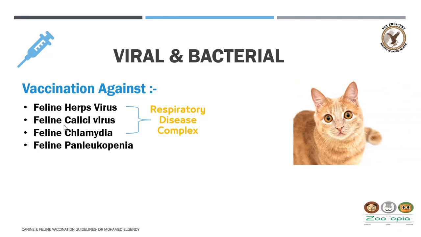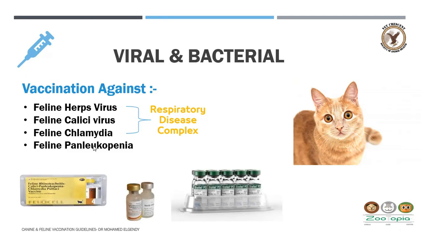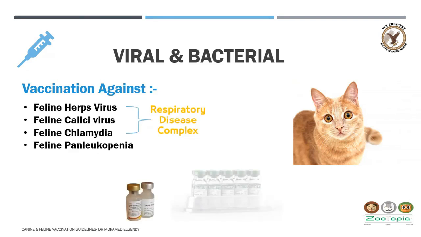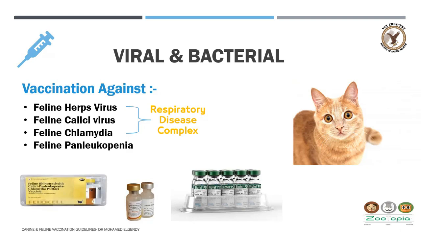And here is the major killer of the cat: feline panleukopenia. We should be careful with this disease because it attacks kittens at a young age and causes high mortality. In the market we have two types of vaccine. One contains all four viruses and bacteria, and the other contains feline panleukopenia, calicivirus and herpes virus, neglecting the chlamydia.